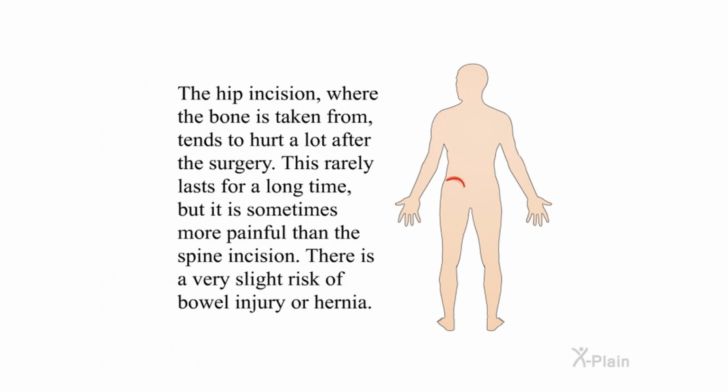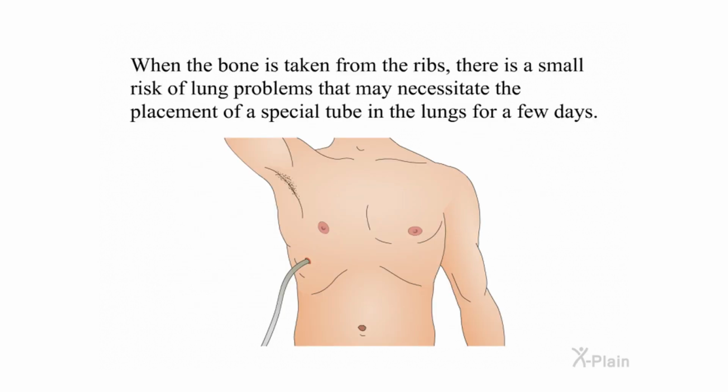The hip incision where the bone is taken from tends to hurt a lot after the surgery. This rarely lasts for a long time, but it is sometimes more painful than the spine incision. There is a very slight risk of bowel injury or hernia. When the bone is taken from the ribs, there is a small risk of lung problems that may necessitate the placement of a special tube in the lungs for a few days.